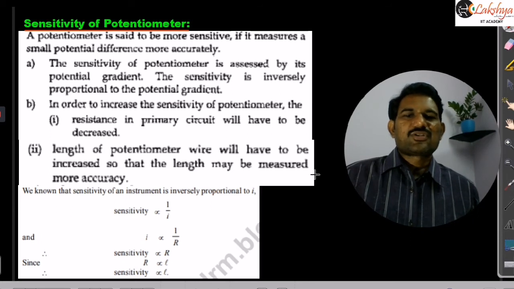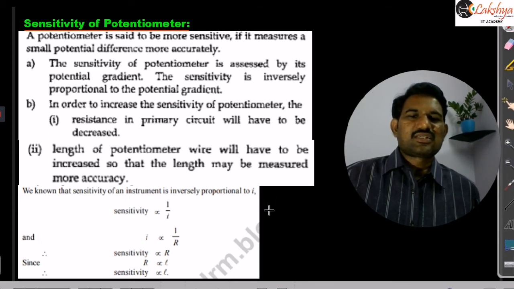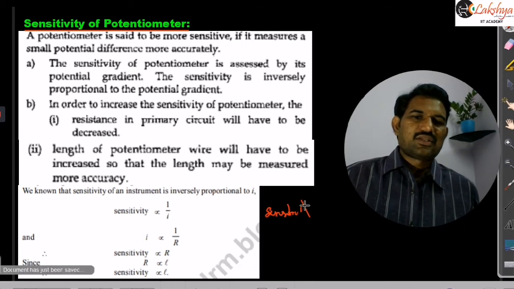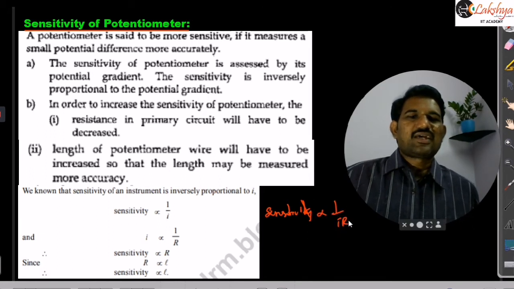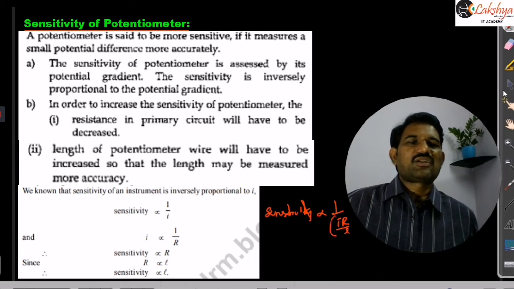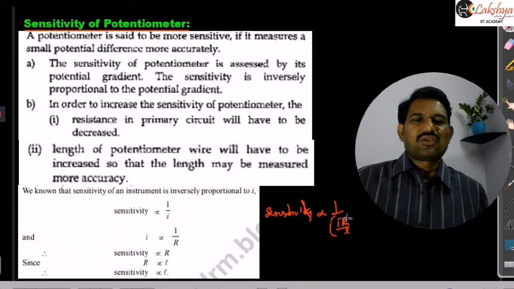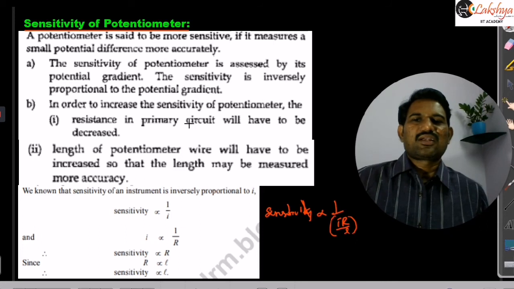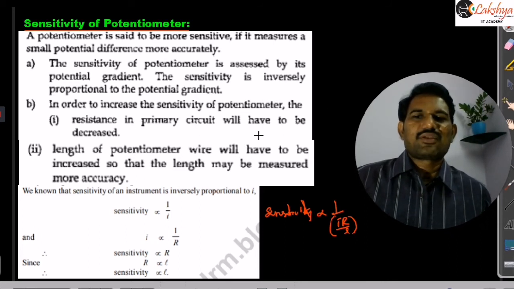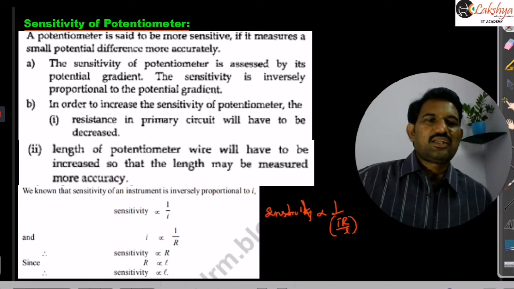Now we can write sensitivity as inversely proportional to IR. This IR per L is nothing but what we call the gradient. So this value is what we mentioned as the gradient. That is why we write that it is inversely proportional to the gradient. So it depends on the resistance in the primary circuit. It depends on the resistance in the primary circuit.